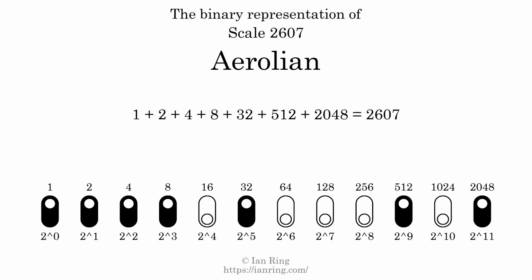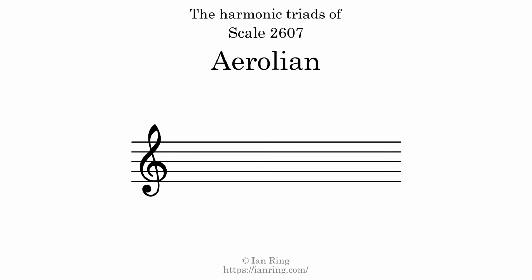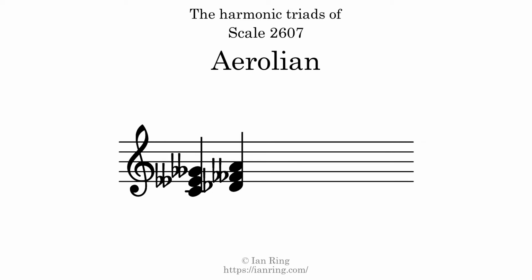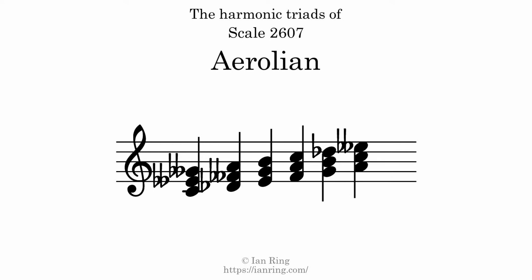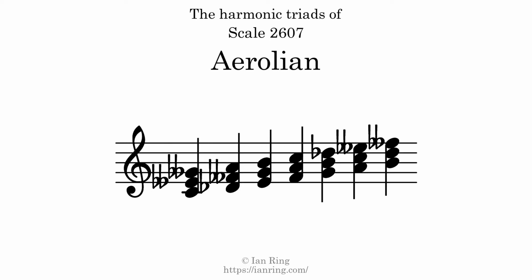The scale number not only enumerates the scale with a unique index, but it also literally describes the tonal content of the scale. Represented as a binary number in base 2, the scale number is 101000101111. Here are the harmonic triads present in this scale. Unnamed, unnamed, unnamed, unnamed, unnamed, unnamed, unnamed.